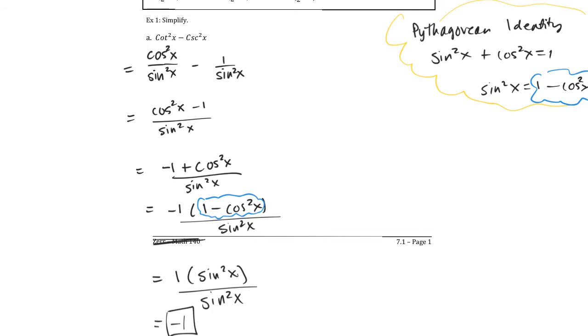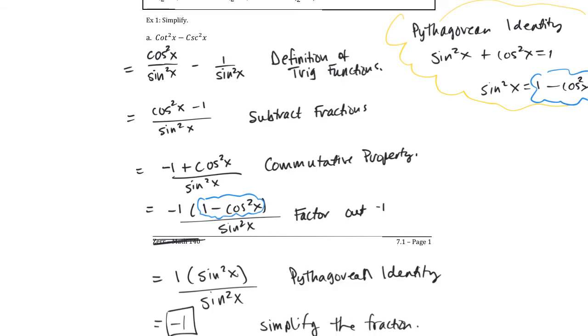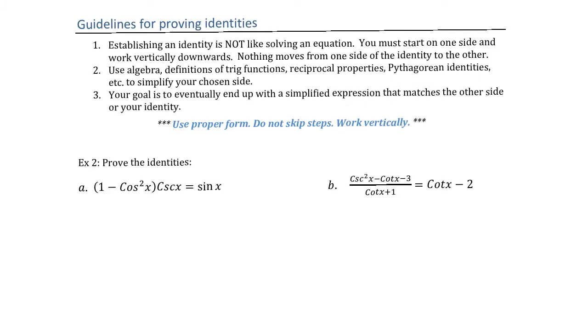That process of showing all of our work, showing our steps, working down the page vertically, is what's going to be required as we go into our next step. Every single one of our steps has a really clear reason of why that was allowable. All right, so let's prove some identities.